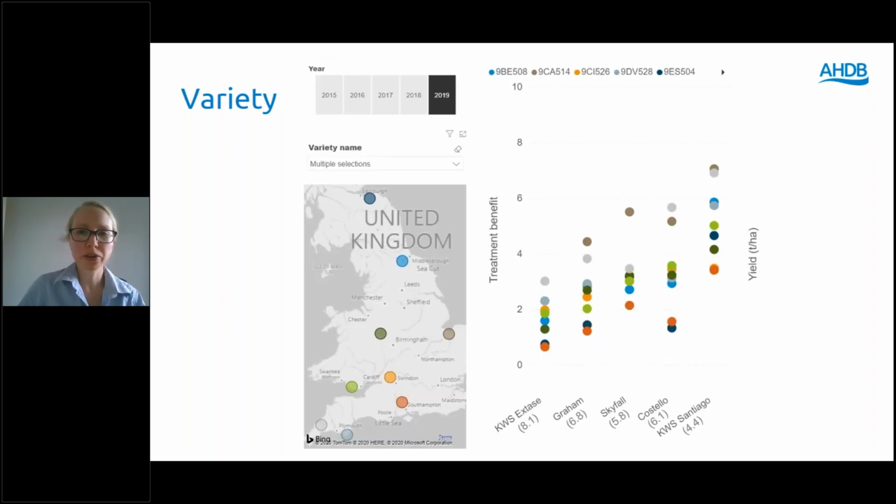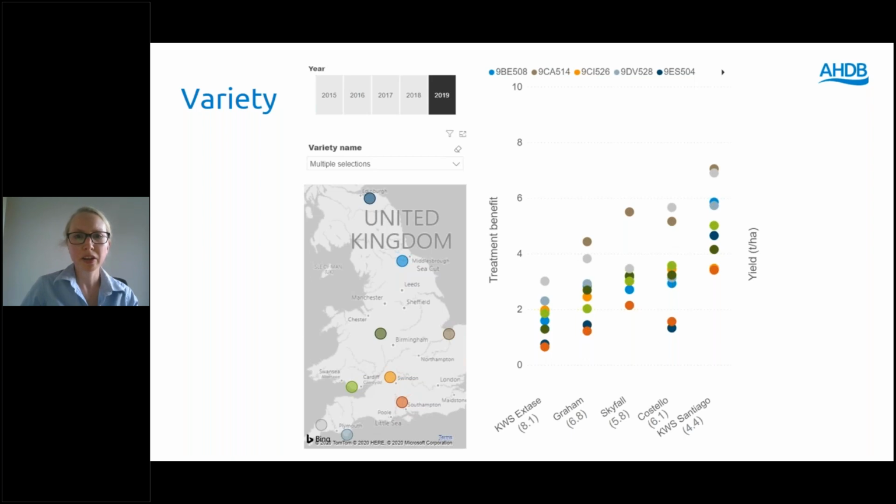So this chart shows the treatment benefit for a few varieties at individual trials across the UK in 2019. The coloured spots on the map are different recommended list trials, and the chart shows the range of treatment benefits for each of these varieties across these trials. They've all got different septoria resistances, and you can see that underneath the variety name.